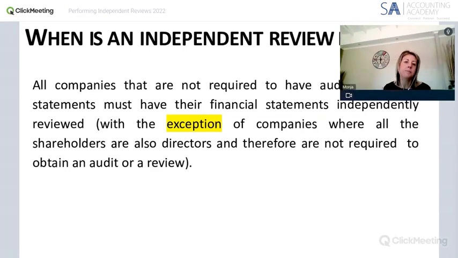Okay, so all companies that are not required to have audited financial statements must have their financials independently reviewed. There are some exceptions, where all the shareholders are also the directors. So there's basically no external people involved in the business. The same set of directors are there, the same set of shareholders are there. So there is no requirement there for an independent review or an audit to be done.